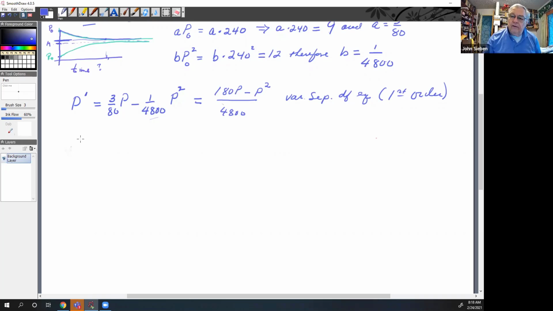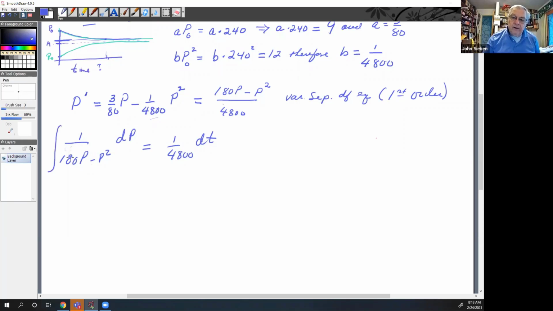Let's write 1 over 180 P minus P squared dP is equal to 1 over 4,800 dt. There would have been nothing wrong with taking the 4,800 and putting it over on the left-hand side. I chose to do it this way.